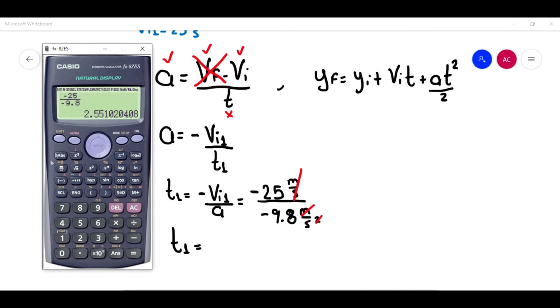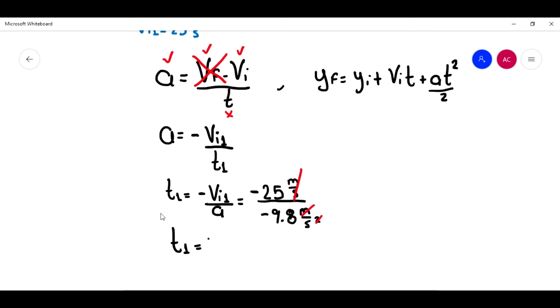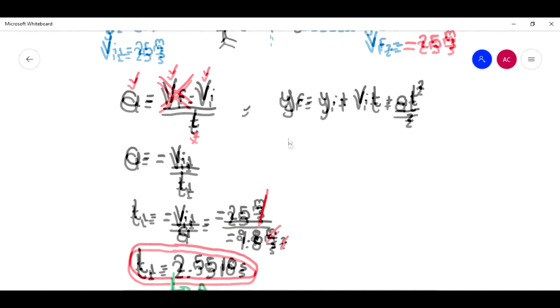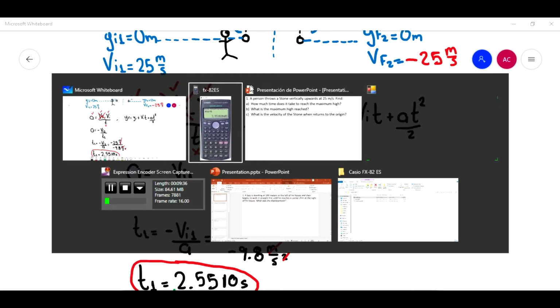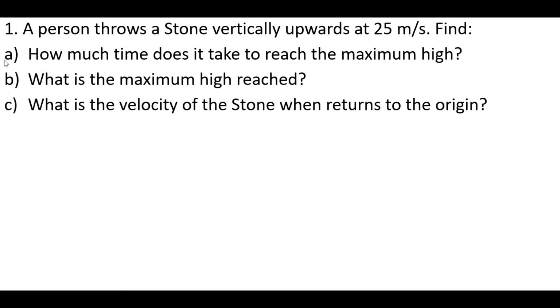So I'm going to save this value in the memory A of the calculator. This answer got saved in A. Okay, so I'm going to write that answer, 2.55 seconds. I'm going to circle it with red because that is the answer that they want me to find, and this is saved in the A memory of the calculator. Okay, so now I answered letter A.